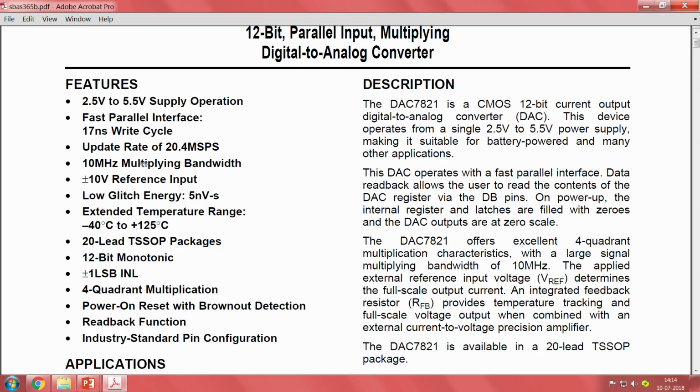Then update rate of 20.4 MSPS. MSPS is mega samples per second. So, it can take that much update rate. If that many samples come, it can keep changing at that speed. Then 10 megahertz multiplying bandwidth.